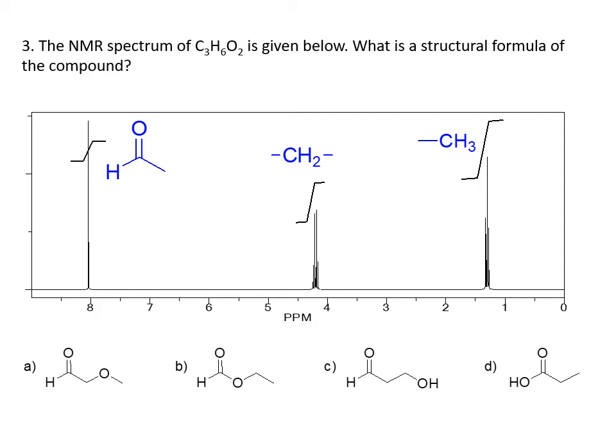So B fits. C doesn't, because there should be two CH2 groups, and there are not, there's only one. And D also doesn't fit because we should see a carboxylic acid proton, and that one typically shows up around 12. It may be shifted to 11, but typically 11, 12, 8, that cannot be a carboxylic proton. So the correct answer is B.